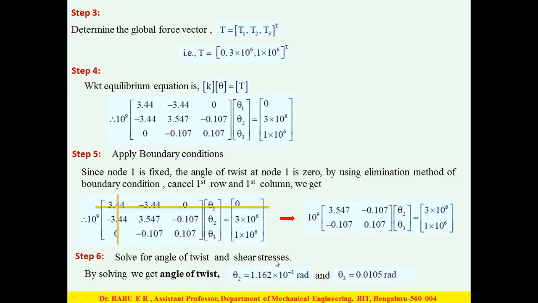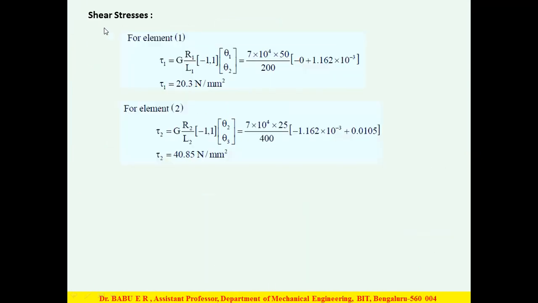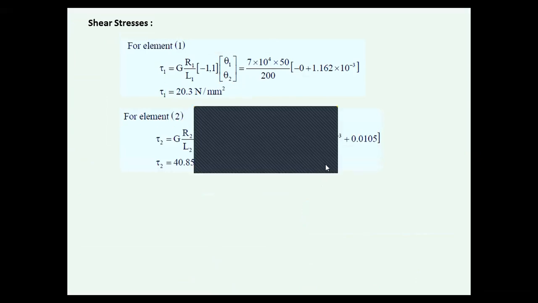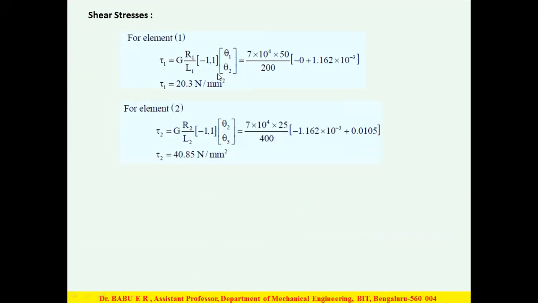Now we have to find the shear stresses. For element 1, we have a formula: tau equals G R by L times minus 1, 1 times the displacements theta 1, theta 2. You know the value of G, 7 into 10 to the power of 4. You know the radius, 50, divided by the length of the element. You know the values of theta 1 and theta 2. You just multiply this: minus theta 1 plus theta 2. The value of theta 1 is 0, plus theta 2 is this much.